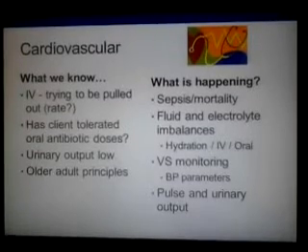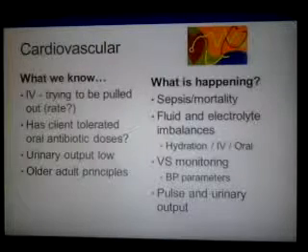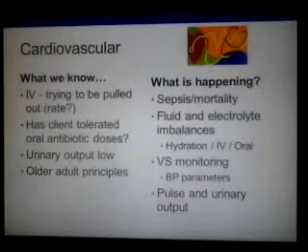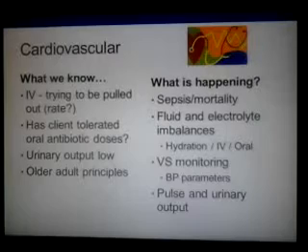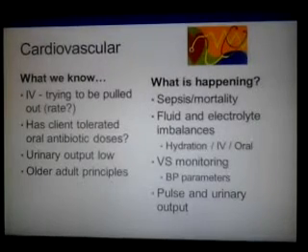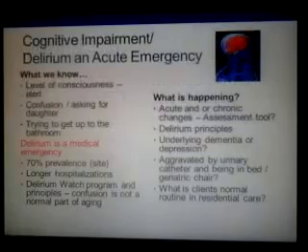We need more information. Again, applying older adult principles, we want to have a discussion around mortality and sepsis, and that those mortality rates are high. And again, we want to create a care plan that reflects vital sign monitoring, blood pressure parameters, and urinary output.